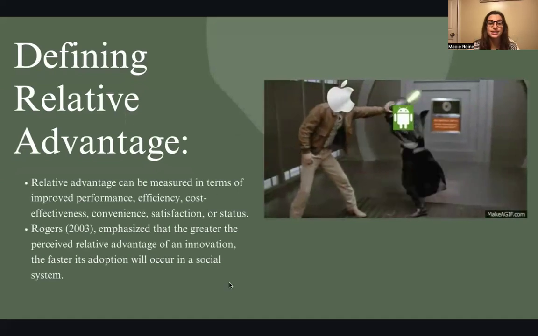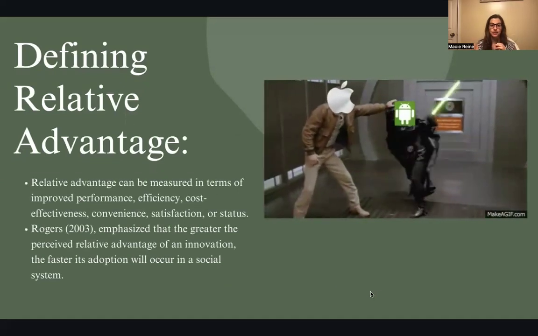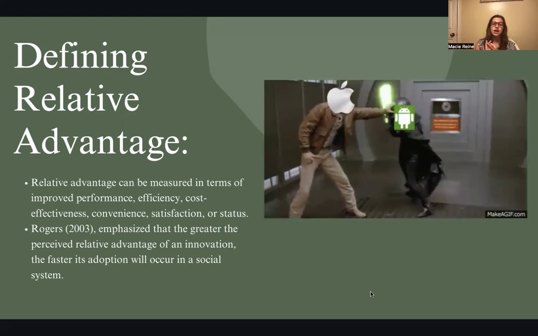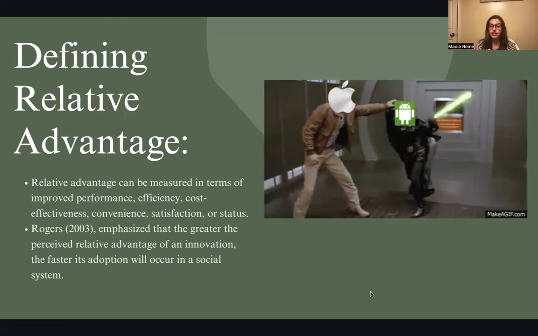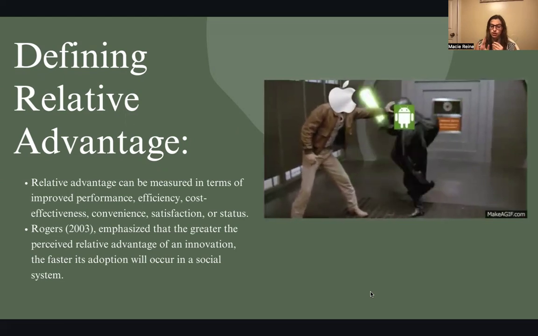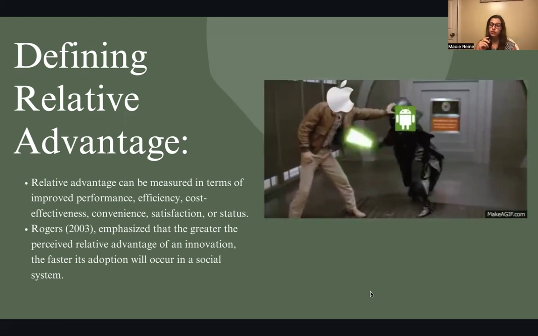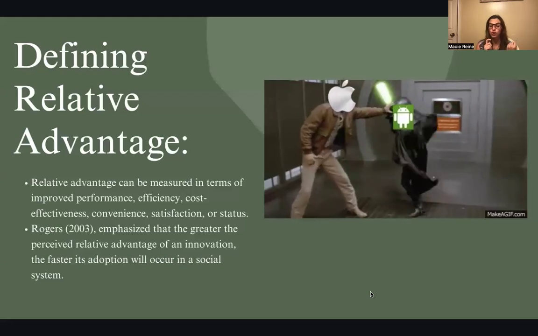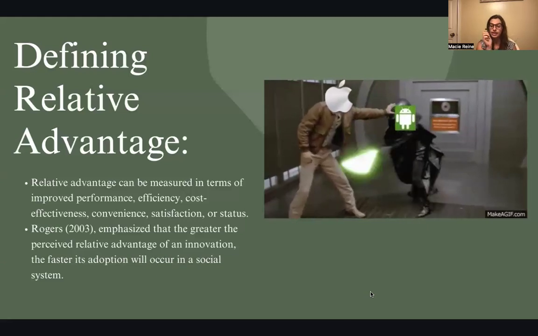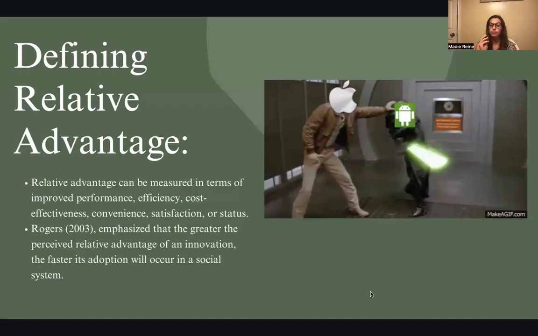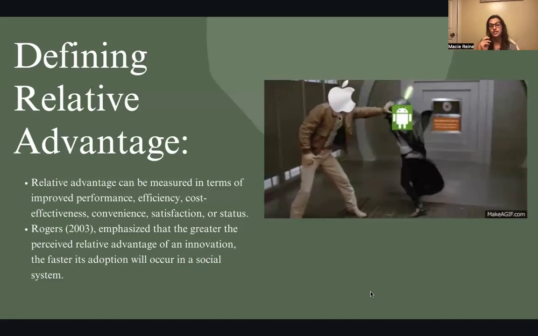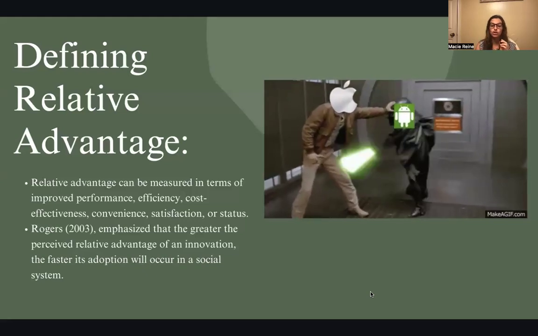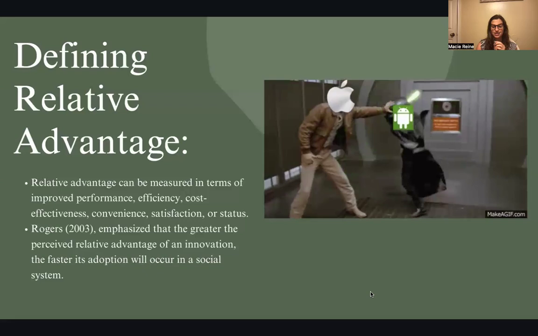Now, let's get into defining relative advantage. It can be measured in terms of improved performance, efficiency, cost effectiveness, convenience, satisfaction, or status. So, for example, if a farmer is using a new tractor that saves fuel and works faster than his old one, he's more likely to adopt the new tractor because it has a higher perceived relative advantage. The greater the perceived benefits, the more attractive the innovation is.